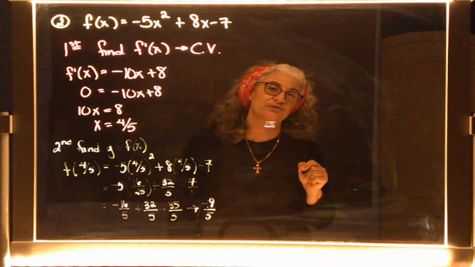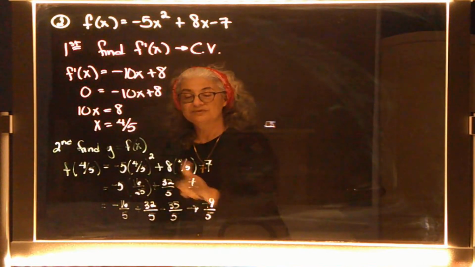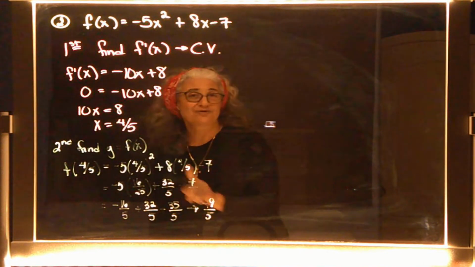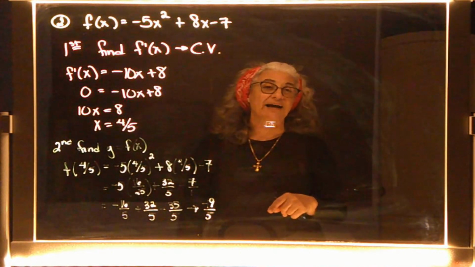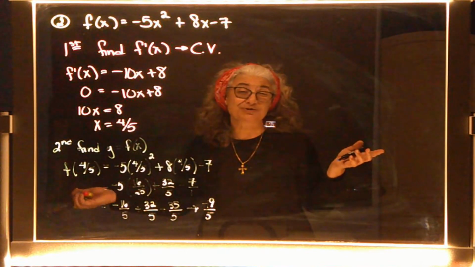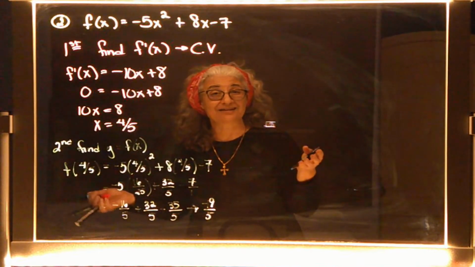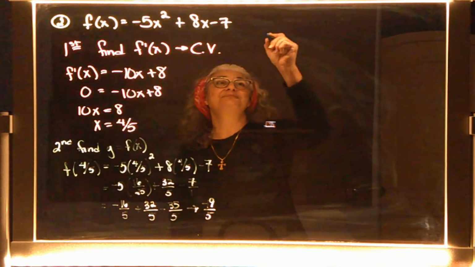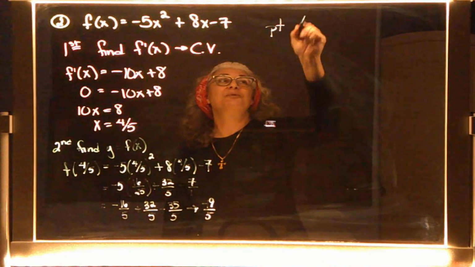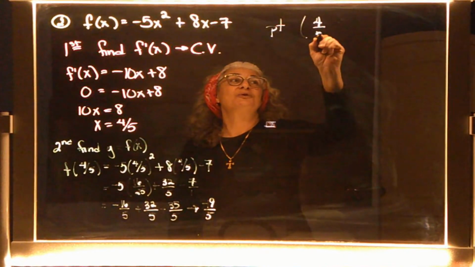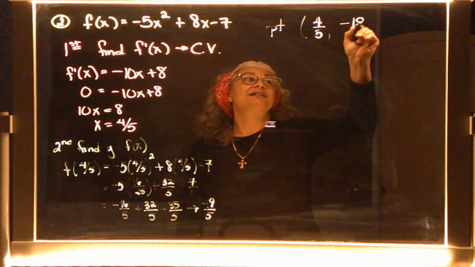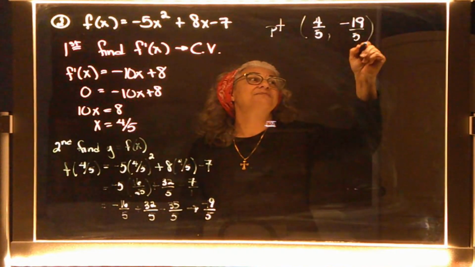Lovely. And you got it on your calculator. Fine. But you got to know how to deal with fractions. They don't go away. And you're like, my calculator doesn't go away. Well, what happens if your calculator's battery runs out? You're going to have to know how to deal with fractions without the calculator sometimes. All I'm saying. Okay, so here's the point we have. We have the point 4/5, comma, negative 19 over 5.